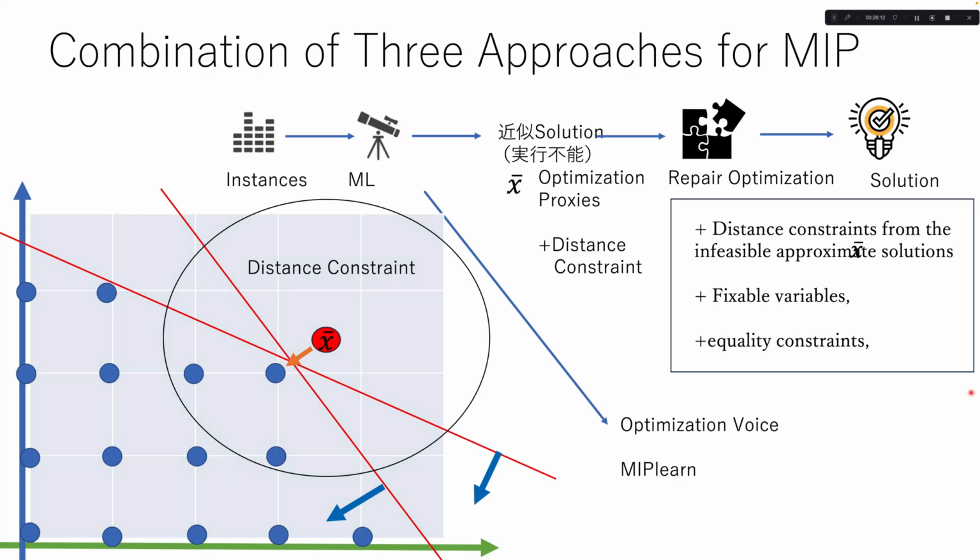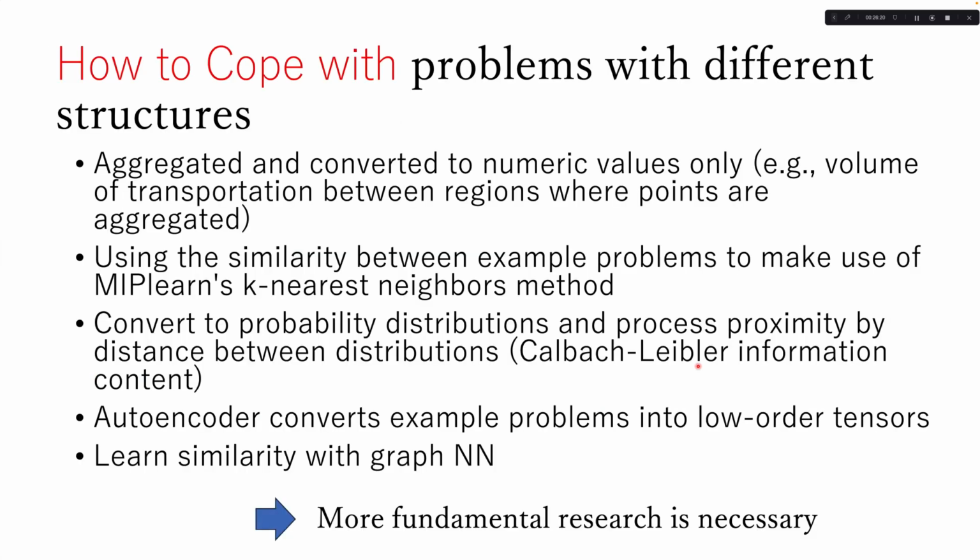However, many real-world problems do not satisfy the assumption of a constant structure with only numerical changes. To apply these methods to problems with different structures and to achieve speedup by leveraging past problem instances, a measure of similarity between problem instances and solutions is required. Various ideas, such as those shown here, can be considered for this purpose, but more fundamental research is necessary. Later, I will discuss similarity in greater detail.